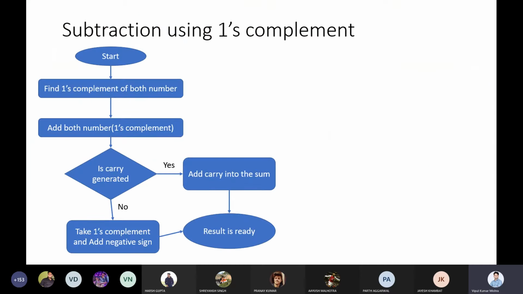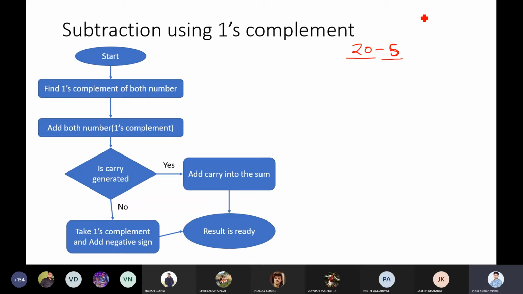So let's talk about 1's complement subtraction. We already saw it in the lecture, so we'll take one example and walk through it. Suppose you want to do 20 minus 5. In that case, first you will take the 1's complement of both numbers. Plus 20 remains the same, but for minus 5 you have to take the complement. Complement comes only with negative numbers; for a positive number, complement does not come into the picture.